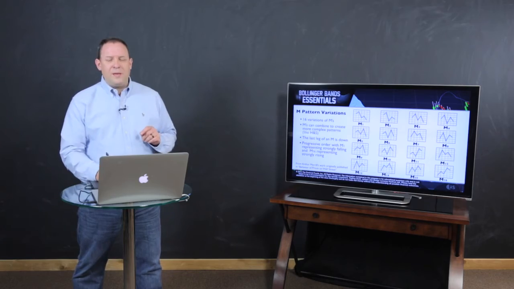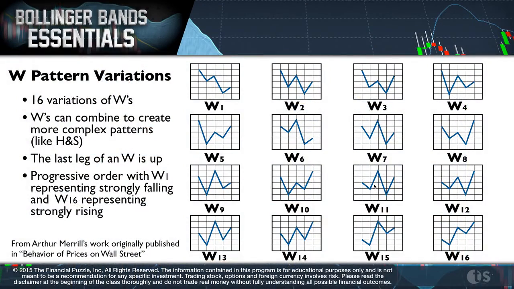Now if we flip those, we get the W patterns. Take a look here. There's again 16 variations of the W patterns. Again, they can combine to create more complex formations. Here's the distinction: the last leg of a W is an upward leg. And just like the M patterns, the progression is with W1 representing falling. Take a look at the pattern. It's going downhill here. And W16 representing a rising move. So if you go all the way to the far right lower corner, W16 represents a rising move.